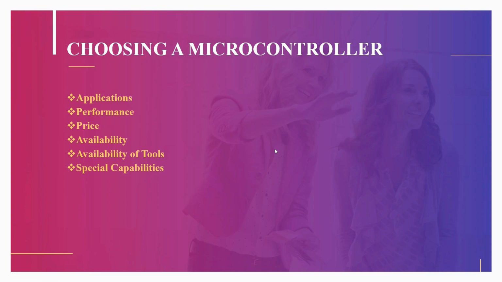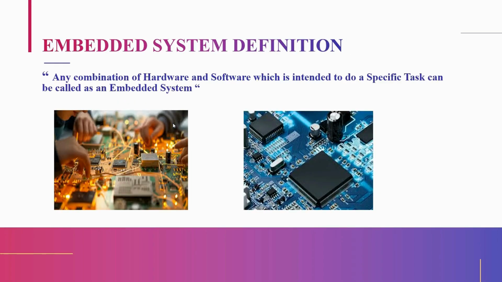Why are we choosing a microcontroller? We selected the PIC16F877A based on application suitability, performance, availability of tools, and special features like input output pins and timers. Embedded system introduction. An embedded system is a combination of hardware and software designed to perform a specific task. Our washing machine is an embedded system dedicated to controlling wash cycles.